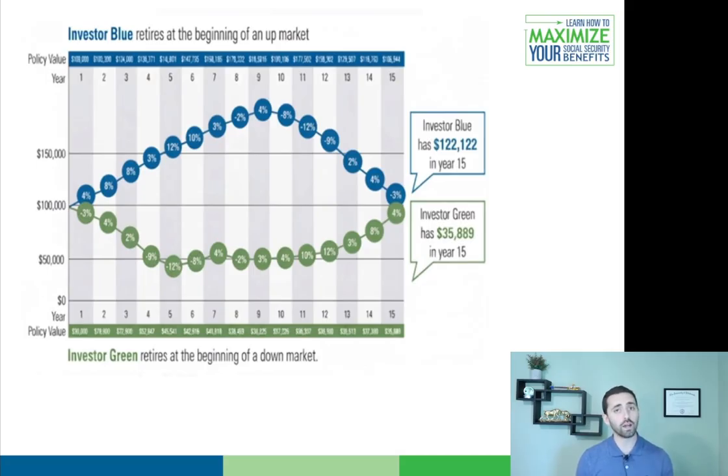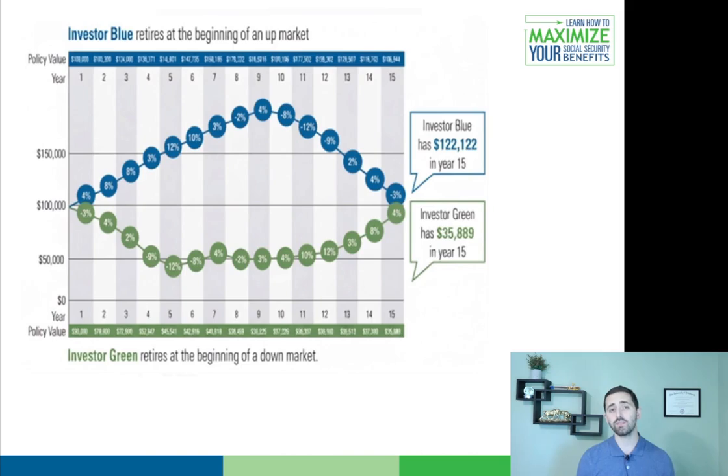So in year 1 for Investor Blue, we have a corresponding exact same value for Investor Green for year 15. Just to show that this is all average and how the math works here. Now when you go through that process, you'll see that Investor Blue comes out way ahead of Investor Green. You can see on the screen it's almost $100,000 difference.